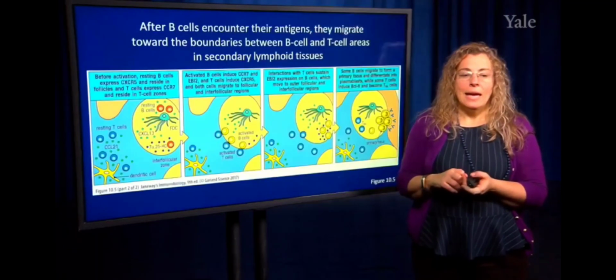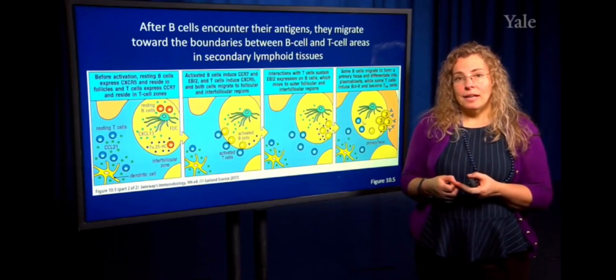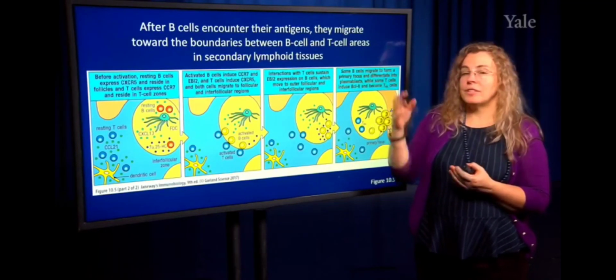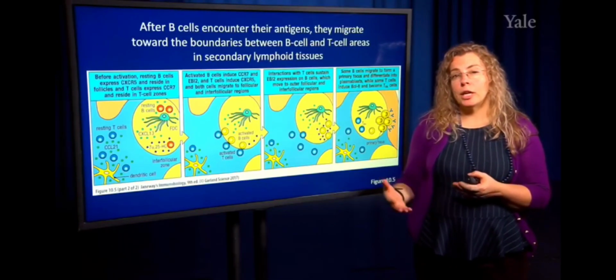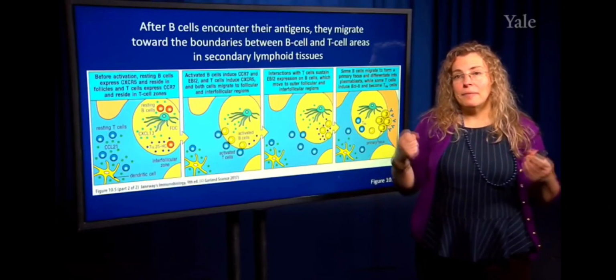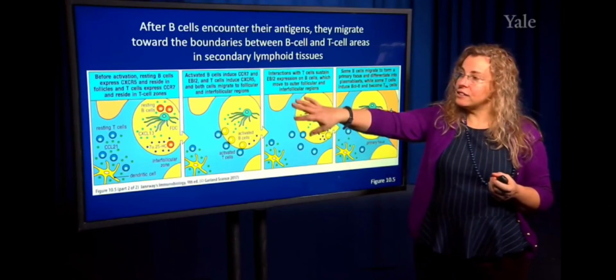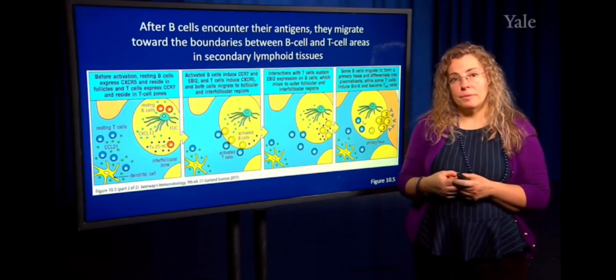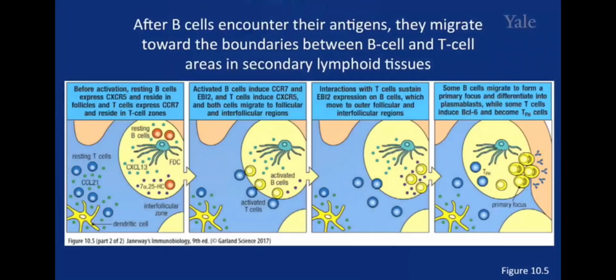So that's the next step in the process. After B cells encounter their antigen, they go looking for T cell help, which means they have to move from their follicle closer to where T cells would be in the spleen. Now, if B cells and T cells are separate in the spleen, something is keeping them tethered there. And that's actually chemokines and chemokine receptors. So B cells express CXCR5, and that keeps them in a follicle. And T cells express CCR7, which keeps them in the T cell zone.